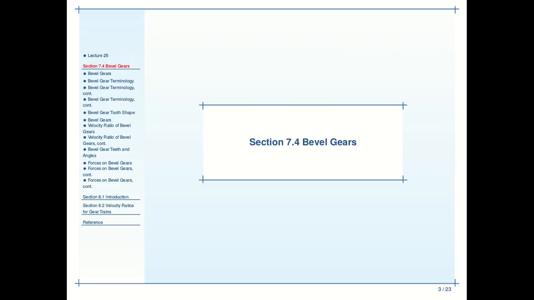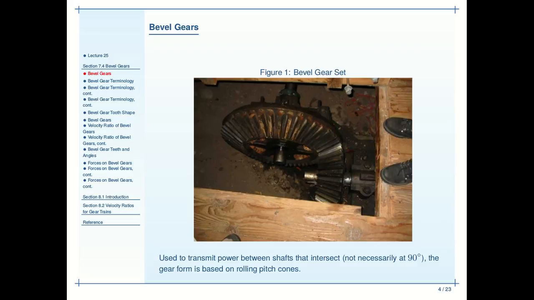So bevel gears. We've already covered spur gears in Chapter 6. In Chapter 7 we've already looked at helical gears and worm gears. Bevel gears are a little bit of a different animal. They're fairly easy to understand. Here you see a very large bevel gear set, as judging by the feet not too far from it. Those aren't my feet, by the way.